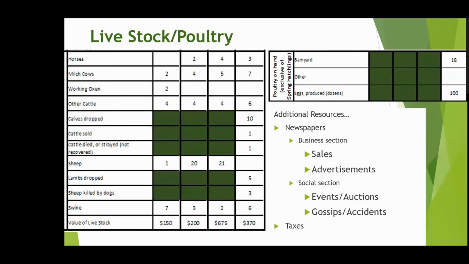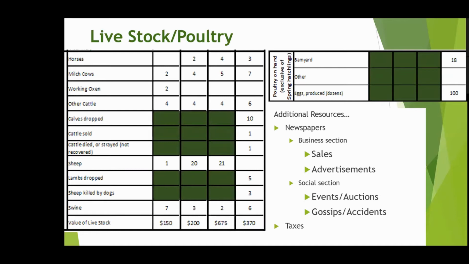So here is another part of the spreadsheet. This is based on the livestock and the value. He had more value on his livestock in 1870 than he did the rest of the years. You can also find information on the business section regarding the sales of livestock, sale of eggs and poultry. You can also find whether or not they had special events for the farming community, whether or not there were auctions, whether or not they were listed in the gossips.